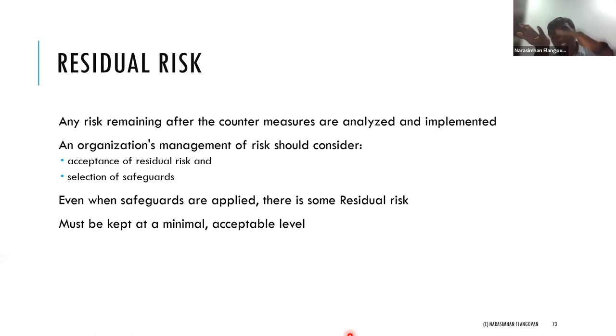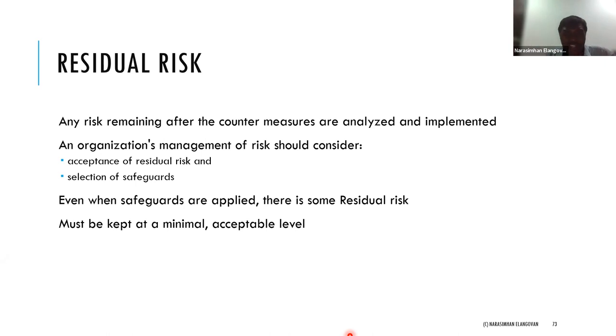For that inherent risk, you keep a control to reduce that risk, right? And after you implement that control, whatever risk is left over is called residual risk. That control is called a countermeasure, right? And after that residual risk, you see whether it is acceptable for you or not. If it is not acceptable, you further keep one more countermeasure.